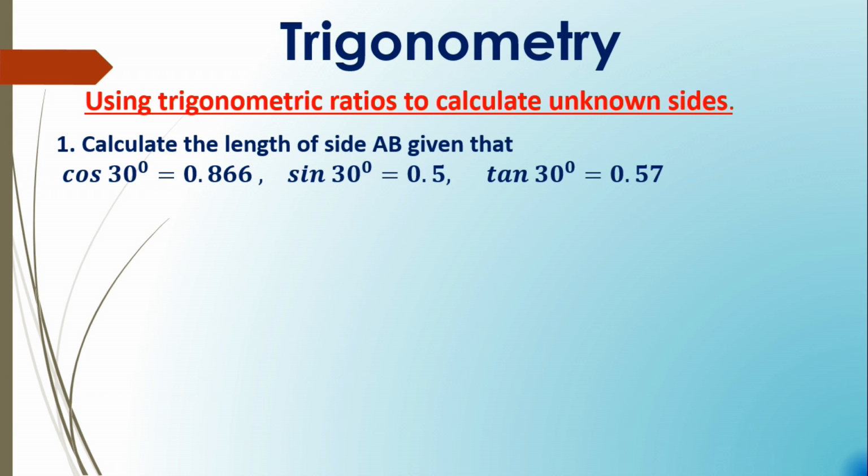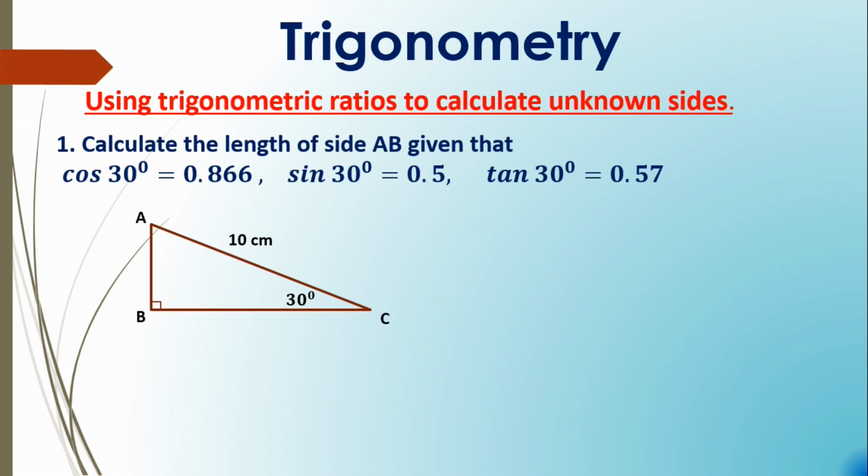In the following triangle, you are asked to calculate the length of the side AB, given that cos of 30 degrees equal to 0.866, sine of 30 degrees equal to 0.5, and tan of 30 degrees equal to 0.57. You are given these values of trigonometric ratios because an electronic calculator is not allowed in the examination at grade 9 level. Now, in this triangle, the length of AC is given as 10 centimeters. You are asked to calculate the length of AB.